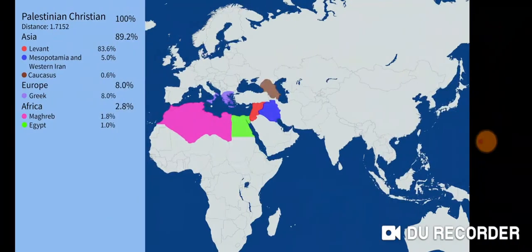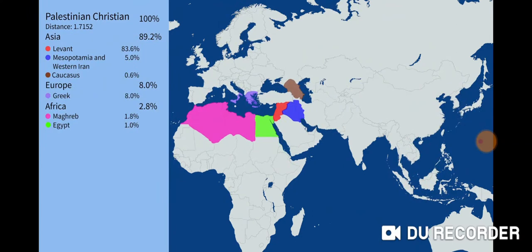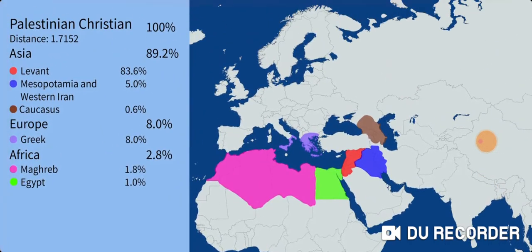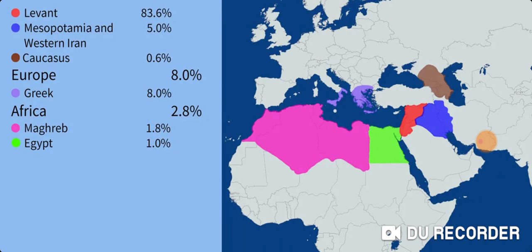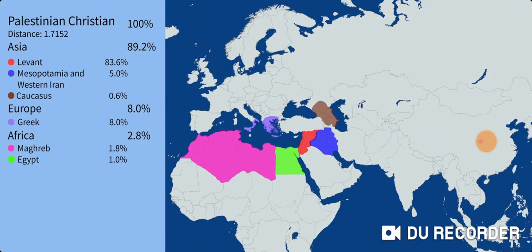So let's see. I also asked them to compare to the Palestinian samples averages in the Global 25 database. And you can see Palestinian Christians, who make up a very, very tiny percentage of the Palestinian population, are almost entirely Levantine. It's really interesting. They're up there with like the Lebanese and the Samaritans and the Druze. These Palestinian Christian averages are 83.6% Levant, 5.0% Mesopotamia, Western Iran, 0.6% Caucasus. They get a little bit of Greek there, 8% Greek, and then a little bit of North Africa, Maghreb and Egypt. But Palestinian Christians, this definitely seems to confirm that they were the first Christians, who probably came from Jews.